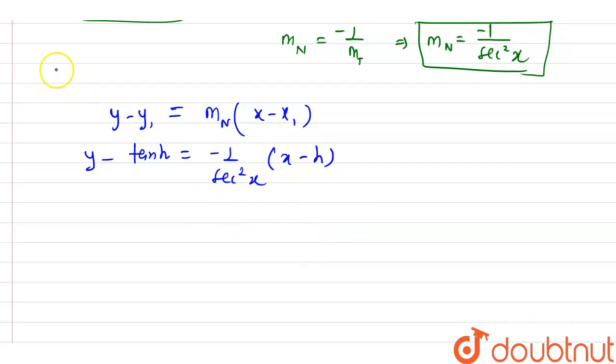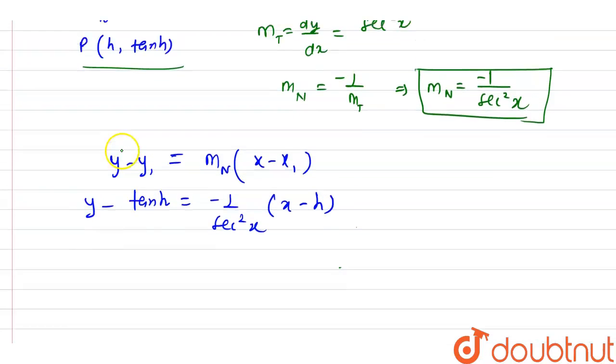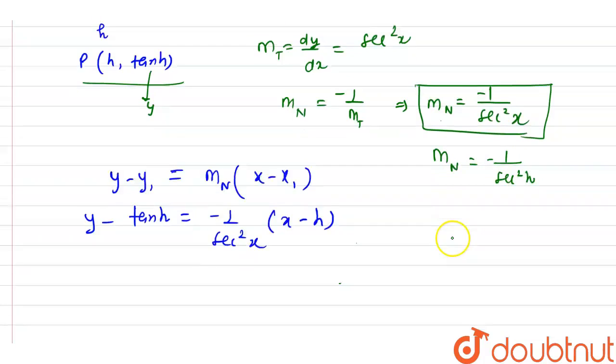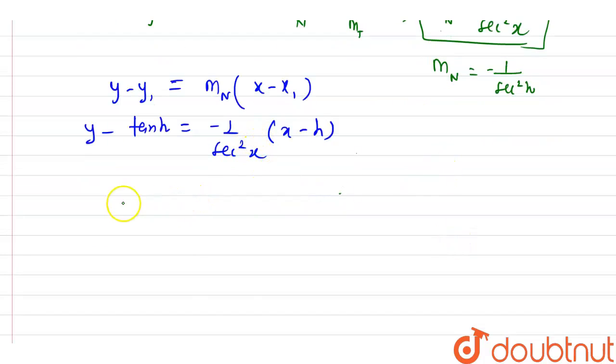I'm simplifying this a little. Here you can see I wrote my y as tan h. We found the slope of this, so my mn is nothing but, in place of x we should put h, so it will be sec square h. Replacing x with h, it will look like y minus tan h equals minus 1 upon sec square h into x minus h.